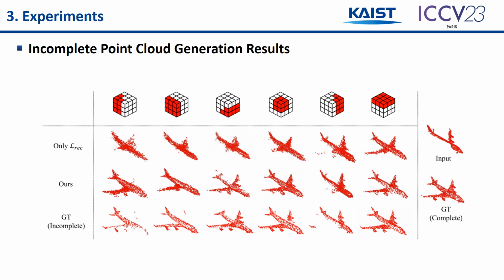To verify our network can generate an incomplete point cloud with a desired pose, we conduct additional experiments. With some sampled poses, which are shown in the first row, we generate incomplete point clouds. If only reconstruction loss is used for training, the output incomplete point clouds don't follow the desired pose. However, with all loss terms, the output incomplete point clouds correspond well to their respective poses. These results support that our framework correctly learns to generate incomplete point clouds according to the given poses.